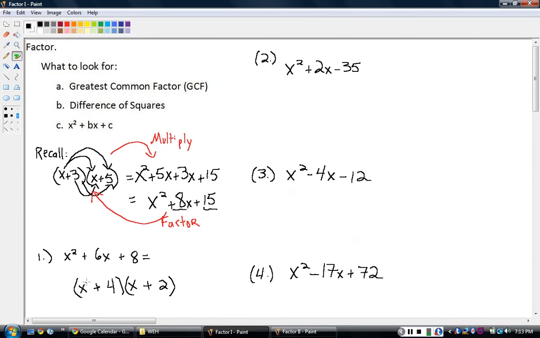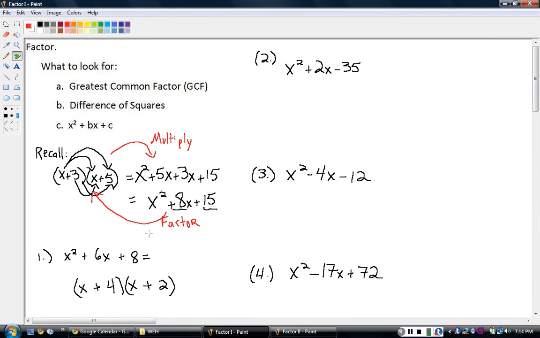You can always check your answer. Think about the check. x times x, x squared. x times 2, 2x. 4 times x, 4x. Add those, you get 6x. And then 4 times 2 would give you 8. We can always do the check. Let's do that real quick.